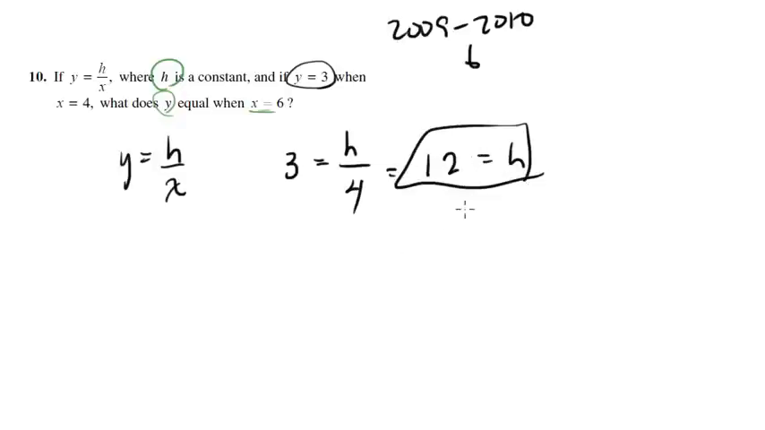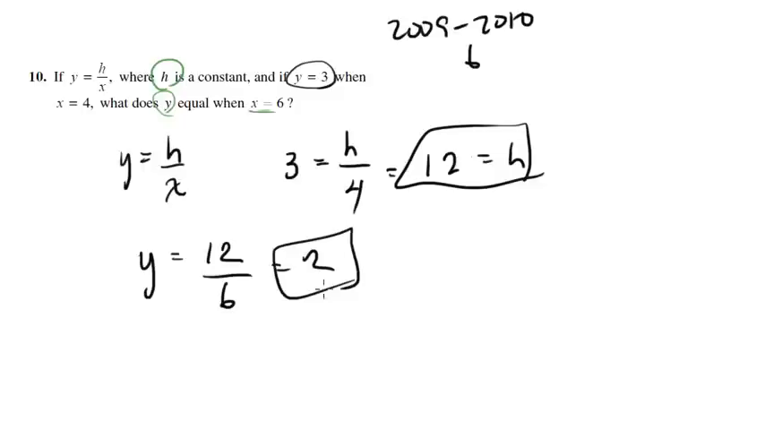So now since h is a constant, it's always going to equal 12. And we can use this now to solve for y when x is 6. So y equals h, which is 12, over x, which in this case is 6. So y is 2. And that's your answer.